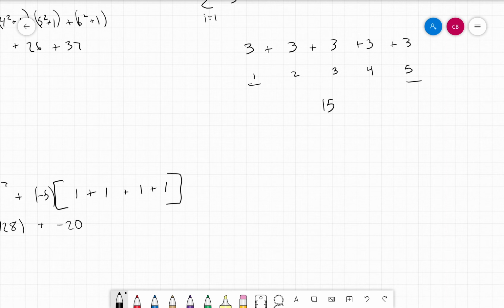So we can also factor the 3 out. We'll do that again: the sum from i equals 1 to 5 of 1, just like I did in the previous problem. And then we have 3 times 1 plus 1 plus 1 plus 1 plus 1, which gives us 15 as well. And so you can see there are little tricks you can do with these summations to get what you need. It's especially useful if you're doing calculus and things like that.